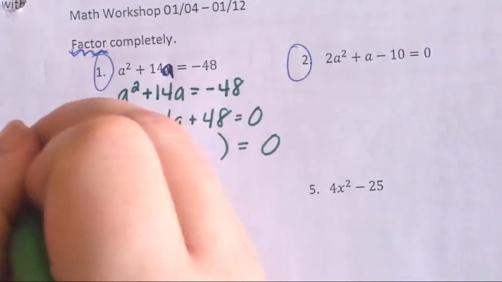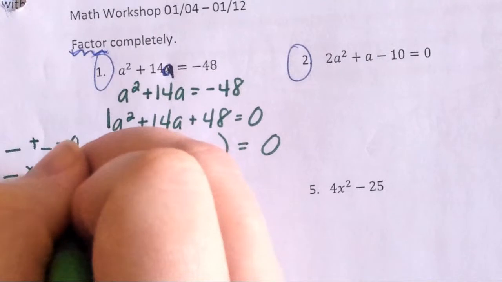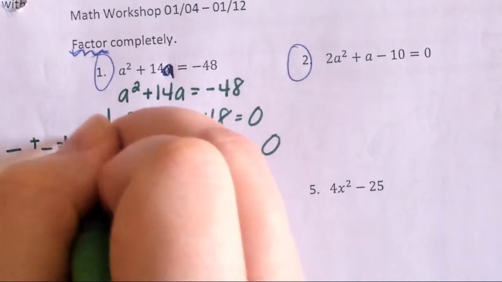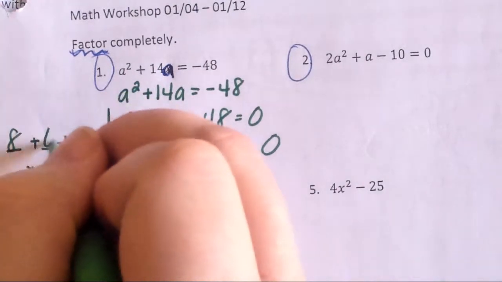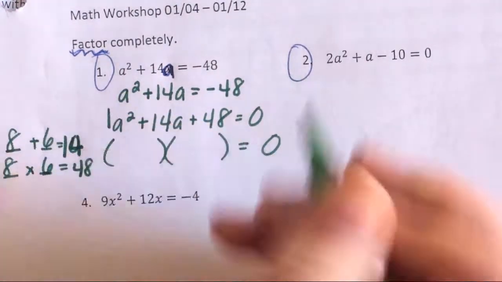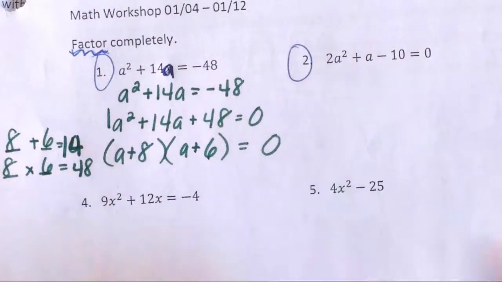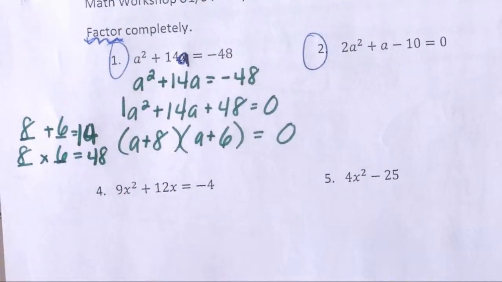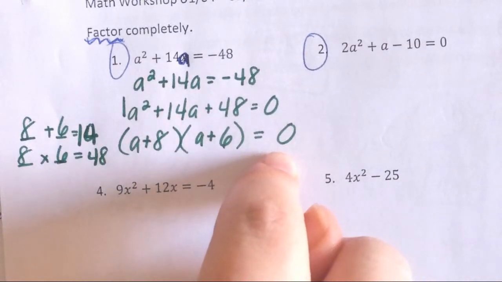So I need two things that add to 14. I need two things that multiply to 48. So 8 plus 6 is 14. 8 times 6 is 48. So A plus 8, A plus 6. Okay, but Nick pointed out that equals 0. So we actually have to keep going. We want to know two answers.